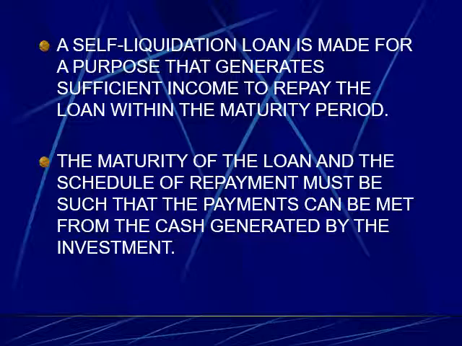A self-liquidating loan is made for a purpose that generates sufficient income to repay the loan within the maturity period. The maturity of the loan and the scheduled repayment must be such that the payments can be met from the cash generated by the investment. If the loan is made for a fixed asset, or an asset that has a life of more than 1 year, and it's going to be contributing cash flow beyond that 1 year, then the loan needs to be structured in accordance with the anticipated cash flows.